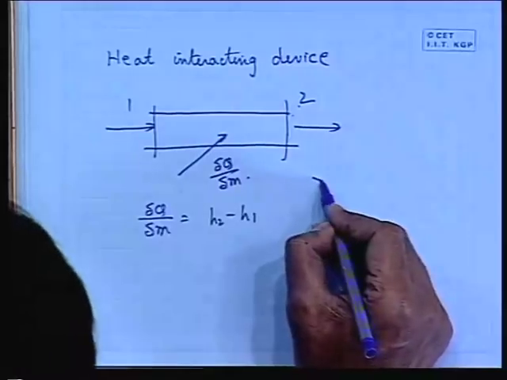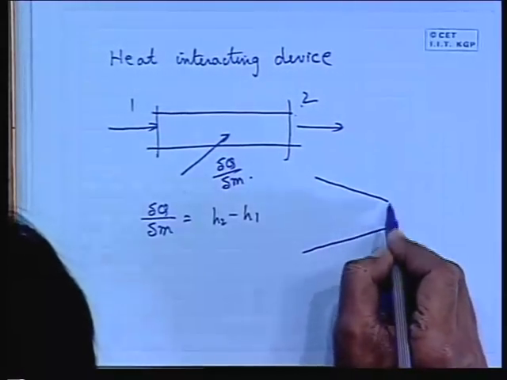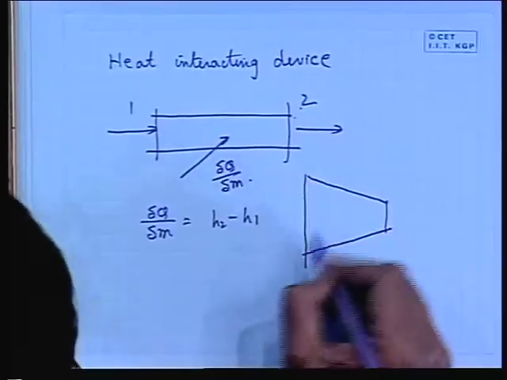Sometimes in a control volume, there is no work or heat interaction. There is a conversion from one form to another. For example, a nozzle. What will you do here? A nozzle.